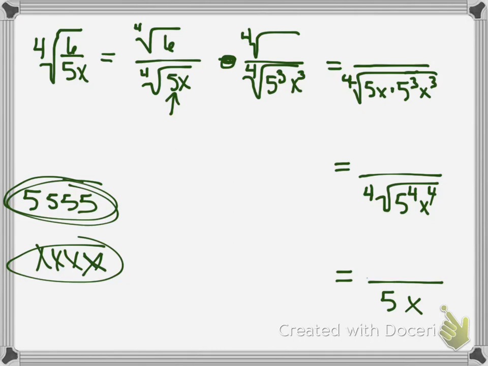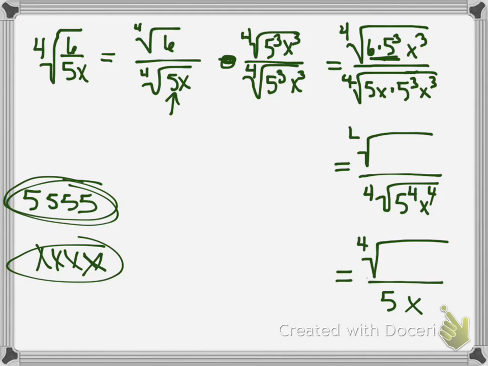Now I got to do that on top also. Now again, I can multiply 6 times 5 cubed. I can't do anything with the x cubed. 6 times 5 cubed, if you type that in your calculator, it would give you 750. 125 times 6, 750 x cubed. Notice I didn't need to do something in that second to last step. But there you go. And that's it. That's as simple as it gets there, folks.